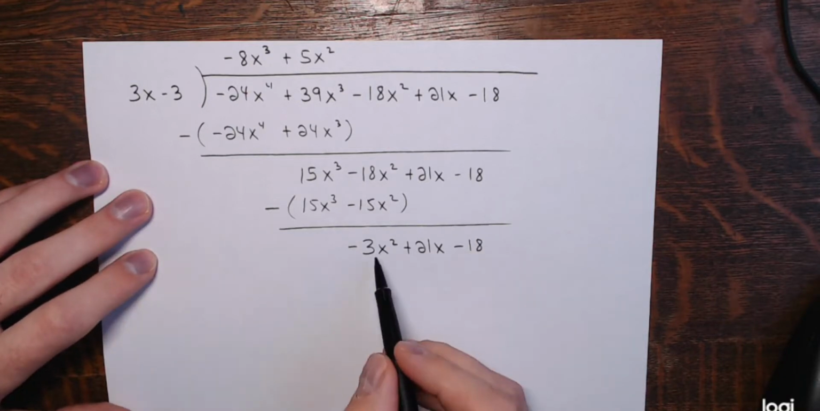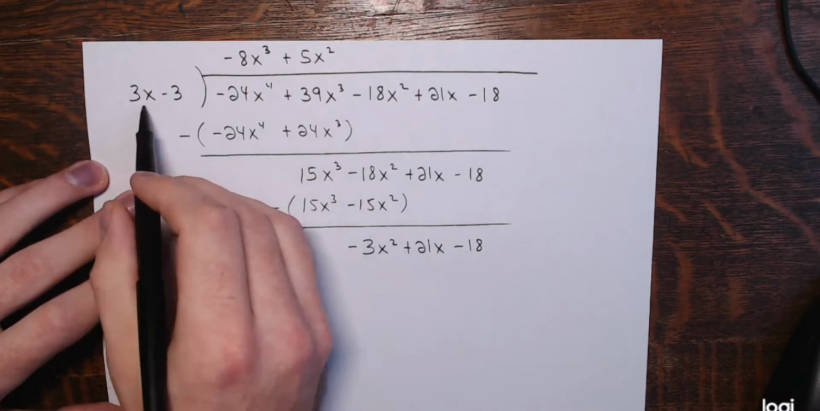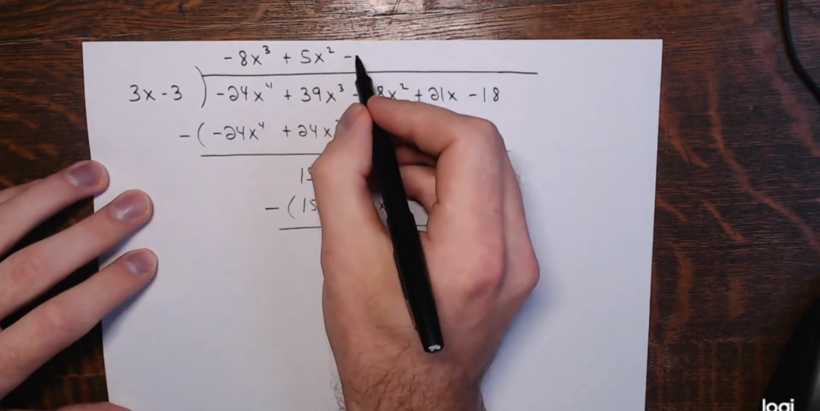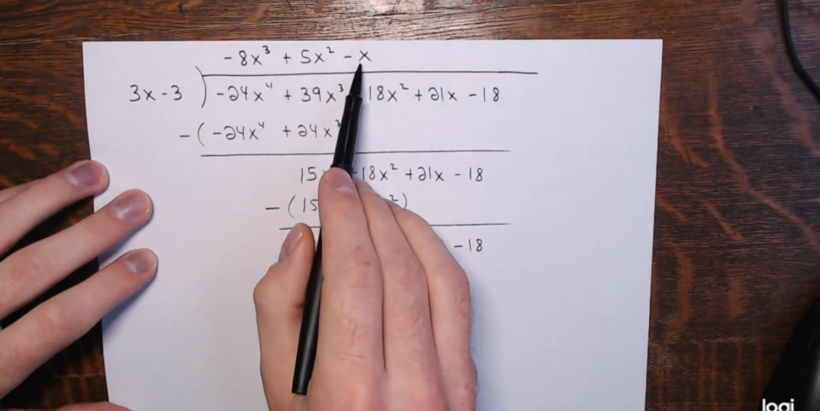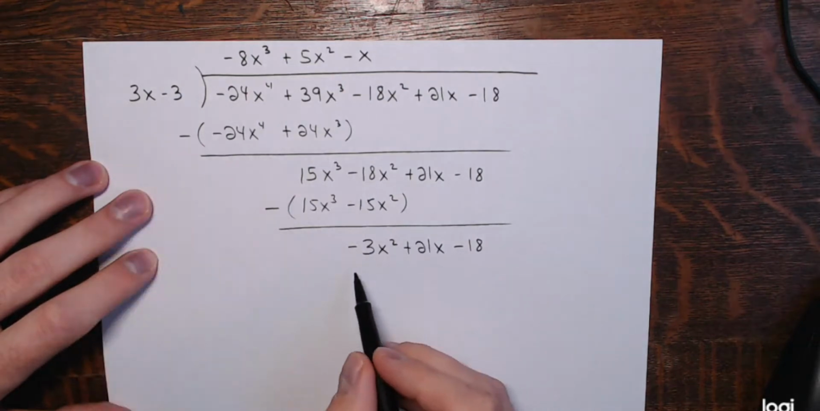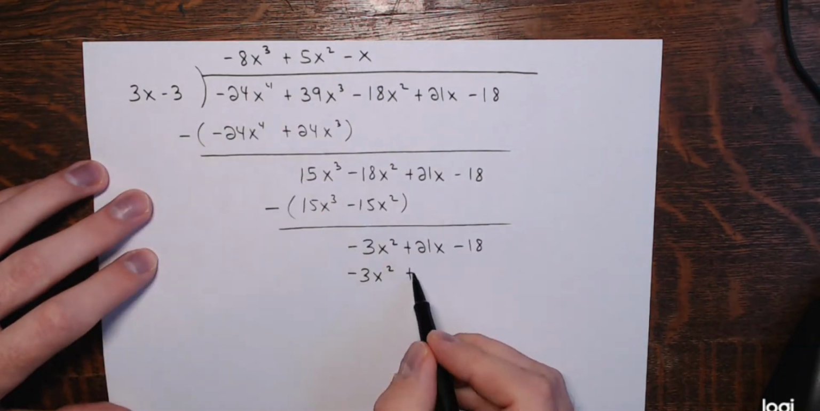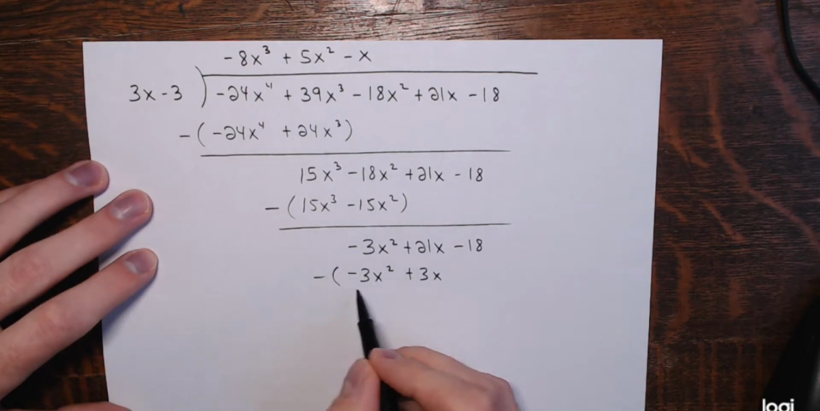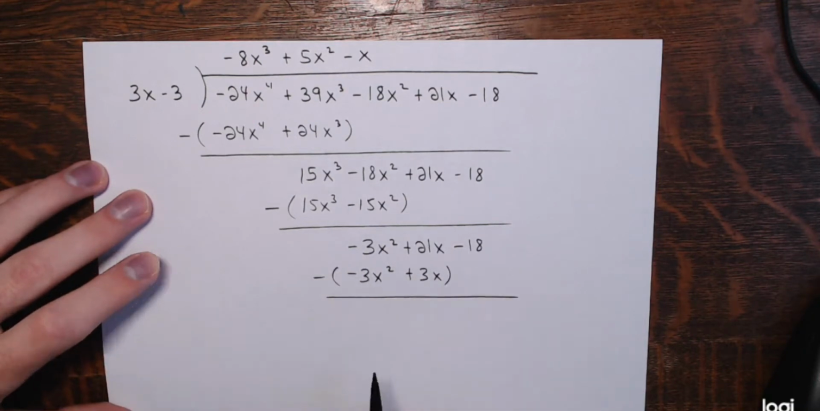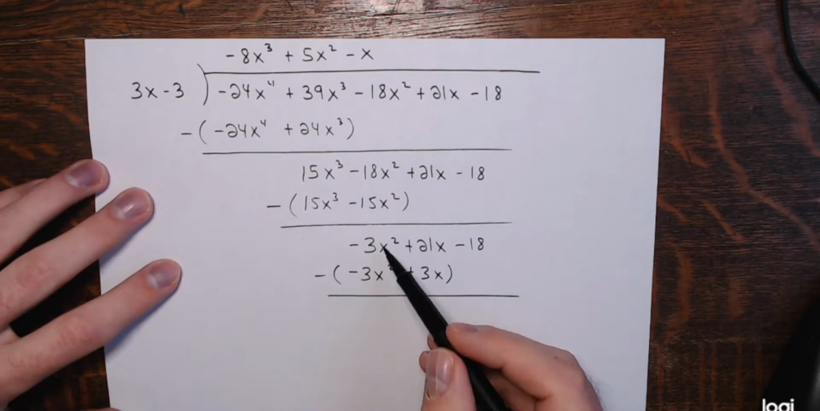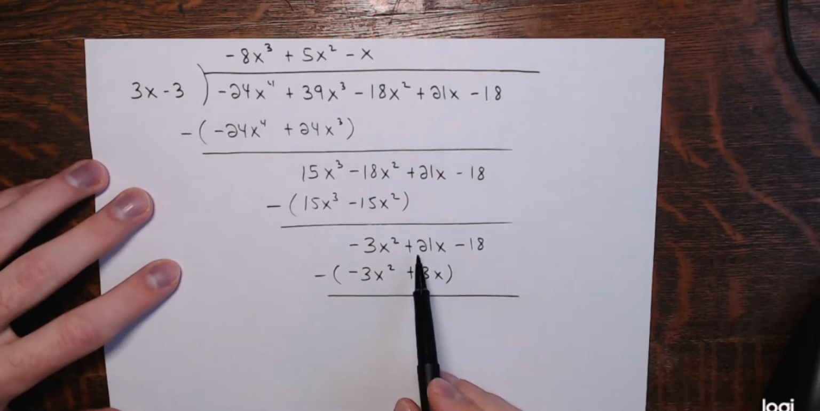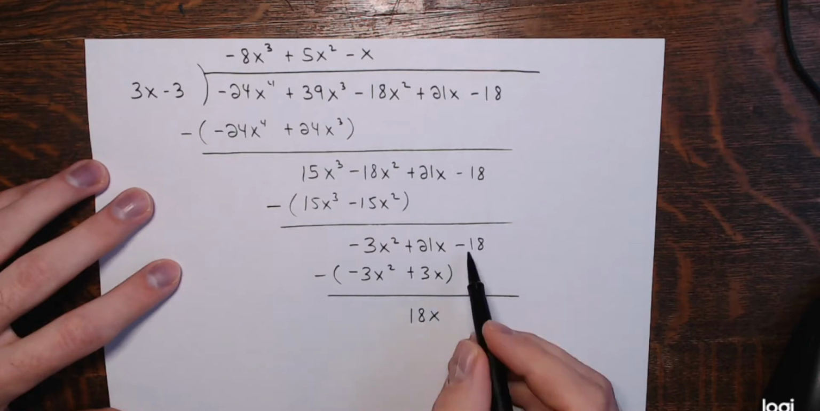Keep going. Negative 3x squared divided by positive 3x would be negative x. Then you take negative x, multiply by the divisor. It's negative 3x squared, and then plus 3x. All these terms get subtracted from the line above it. The x squared terms are gone. 21x minus 3x is 18x. And then you've got minus 18.